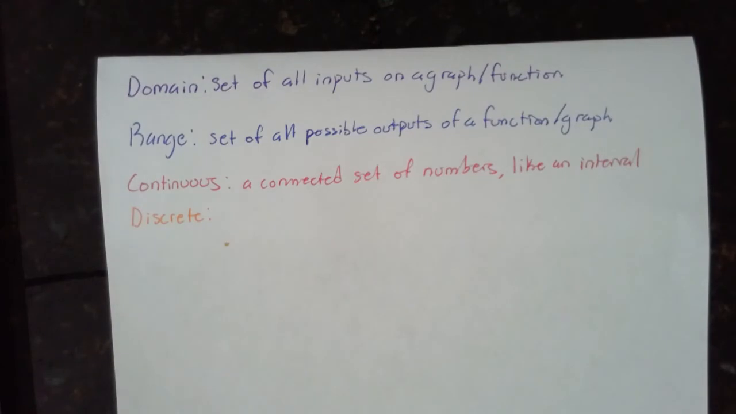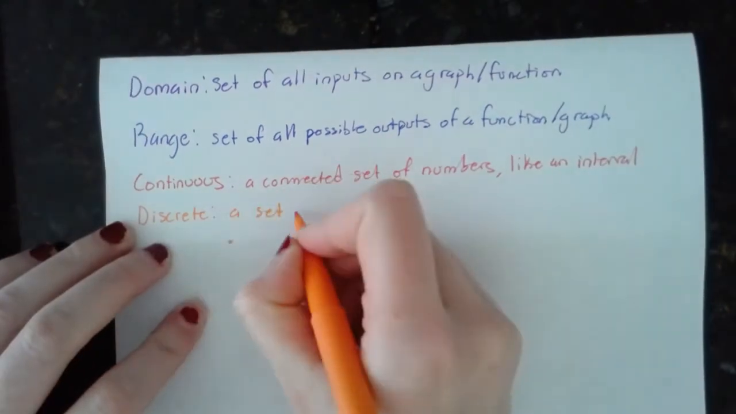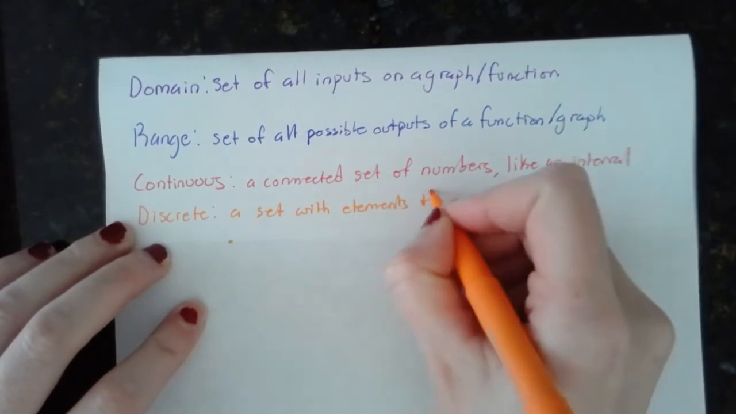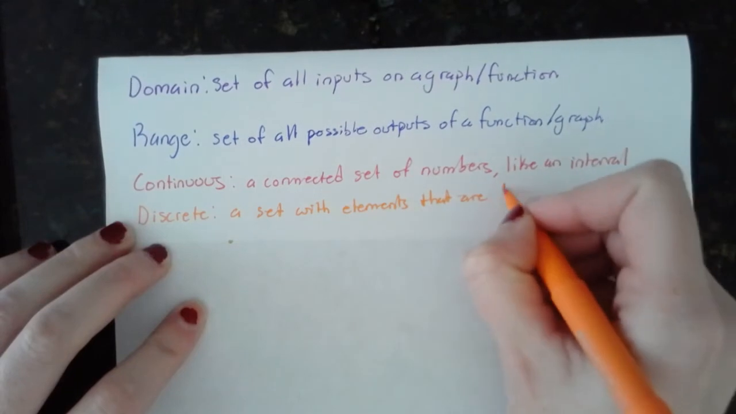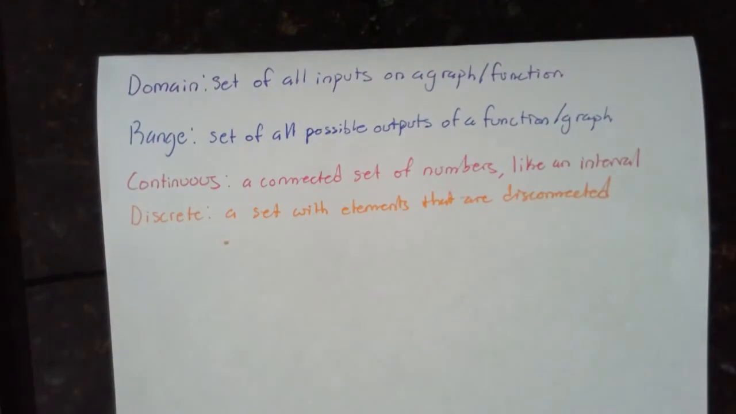And then discrete is a set with elements that are disconnected. And we worked with some of those when learning about functions. It was those graphs where it just had the points on it and they weren't connected. But we will do more examples with that as we go along. So now that we have our, sorry, that disconnected looks absolutely terrible. But now that we have our definitions, we can go on to our notes.